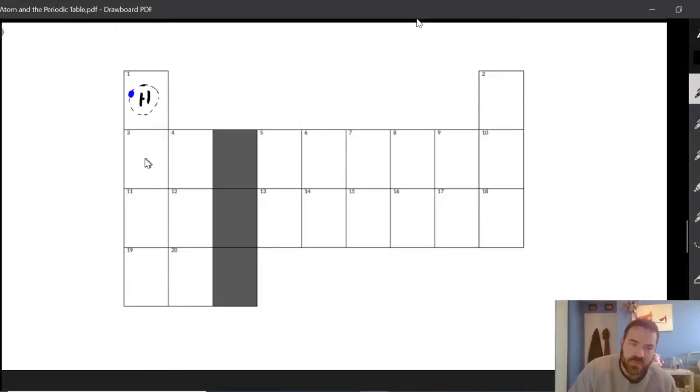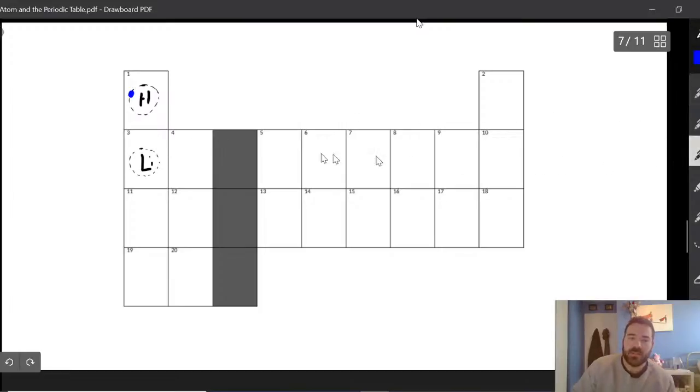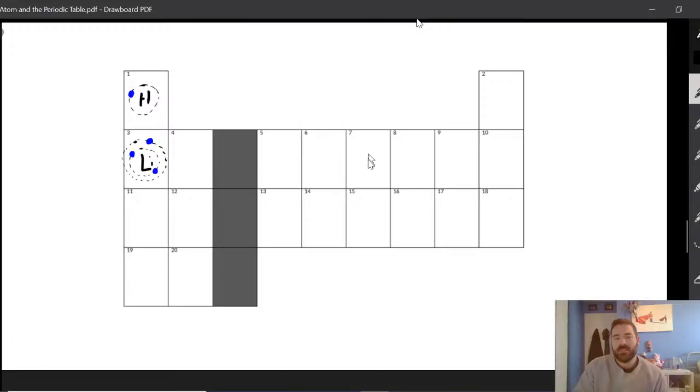But let's go right down to lithium. So lithium is the third atom in the periodic table, so it has 3 electrons. We can fit 2 on the very first shell, because there's a maximum of 2 on the first shell. And now we have to draw another shell. We have to draw another orbit here, and then we're going to plop 1 electron on that one. And then 4, 5, 6, 7, 8, 9, 10.